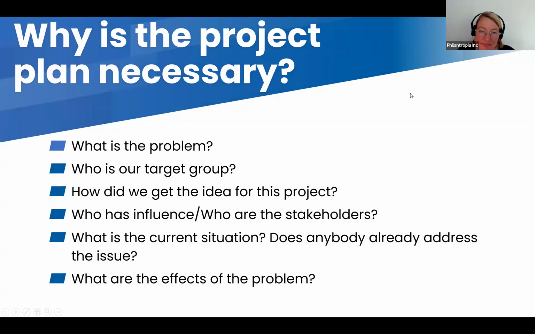When you write this section about why the project is necessary, you should basically cover these questions. What is the problem? Name the problem. When we look at the problem tree, you will see that it is the centerpiece. You would be surprised how difficult it sometimes can be to identify the problem.